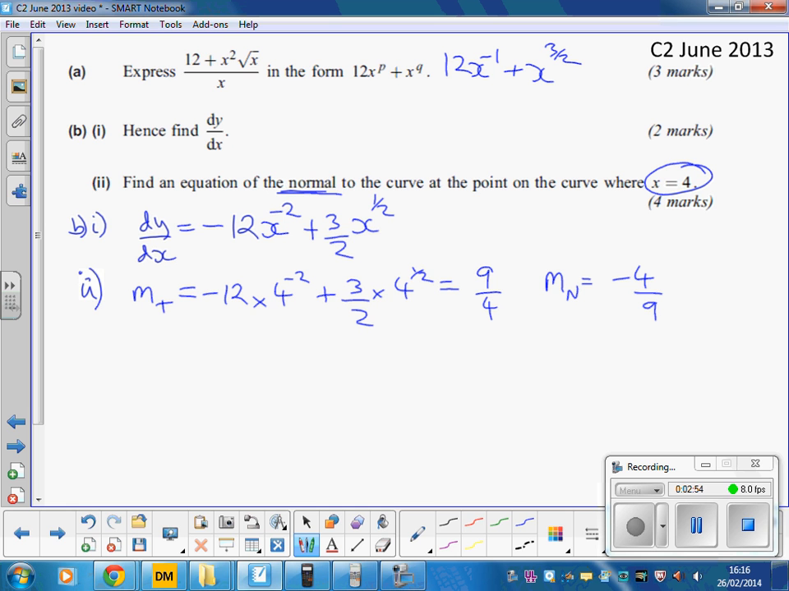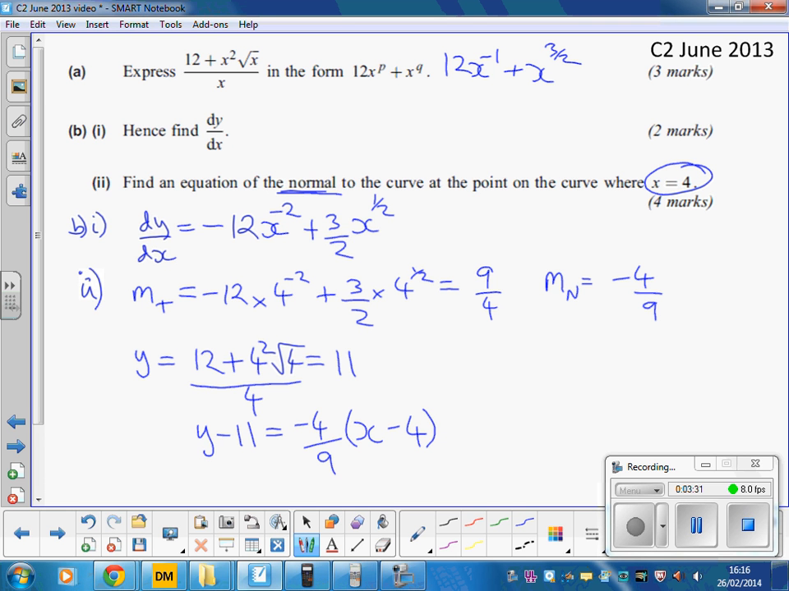When we're finding tangents or normals, we need a point on the line and the gradient. We've been told x is 4, we don't know what y is. So we go back to our y equation, which is the original. So y is 12 plus x squared times the square root of x divided by x. And that will tell us that y is 11. Once we've done all that, the easiest way is to use the form of the equation y minus the y coordinate is gradient brackets x minus the x coordinate, and we won't ask for a specific form, so that gets us the answer straight away.